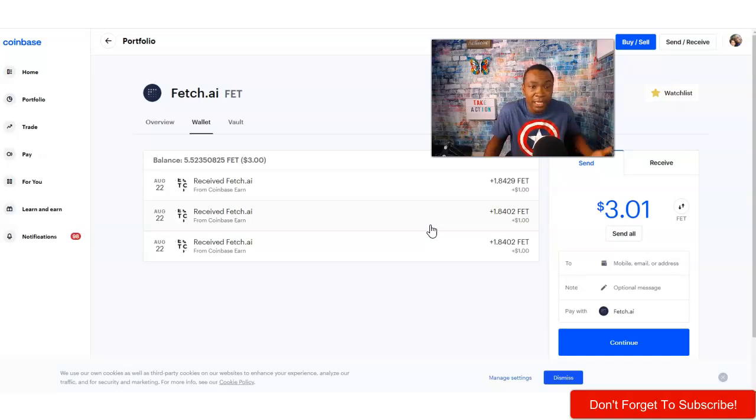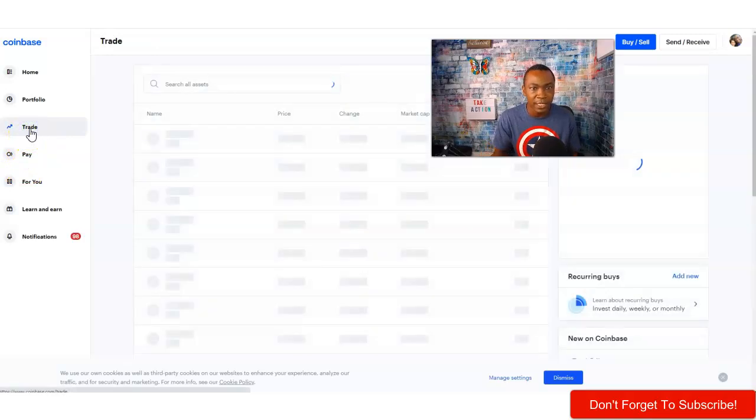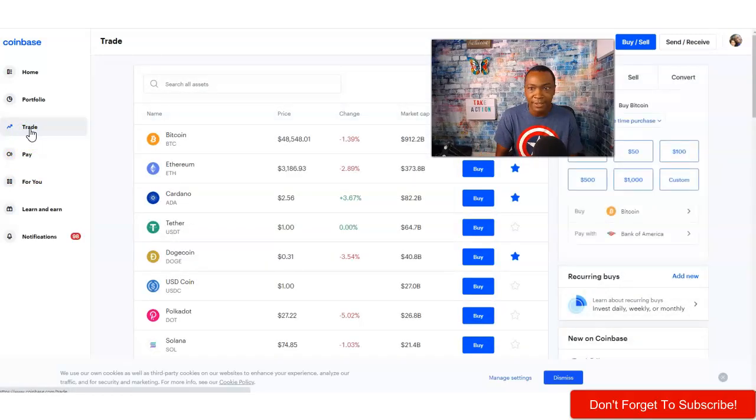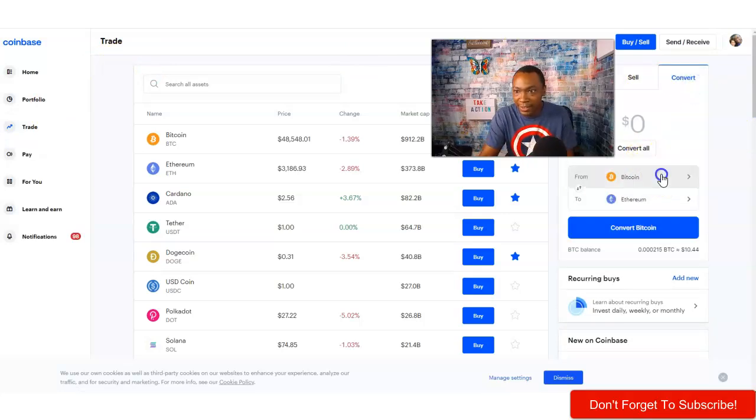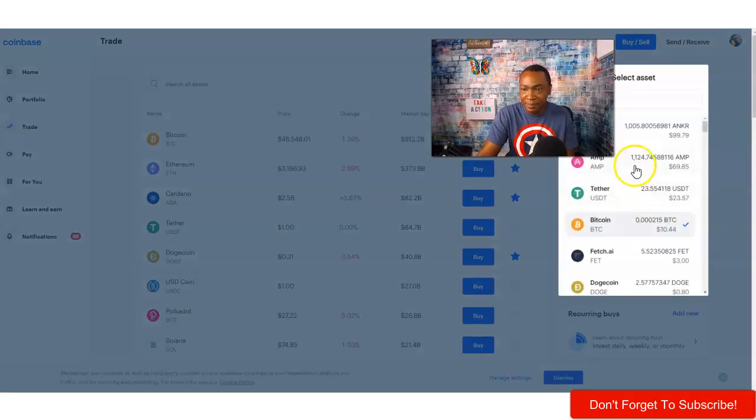I may just keep it in Fetch for right now, or I may combine all those together and trade it for something else. Look, it's trade. I can trade it. So I can trade this stuff. Hey, I'm going to trade this to this, I can do that, convert. So let's go ahead and do this. I was going to go, but I want to show you something.